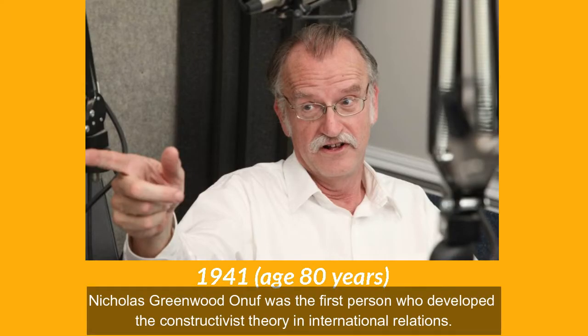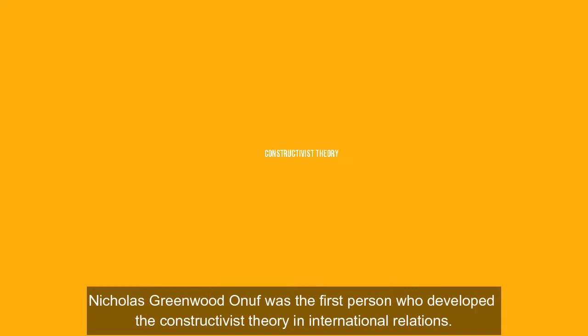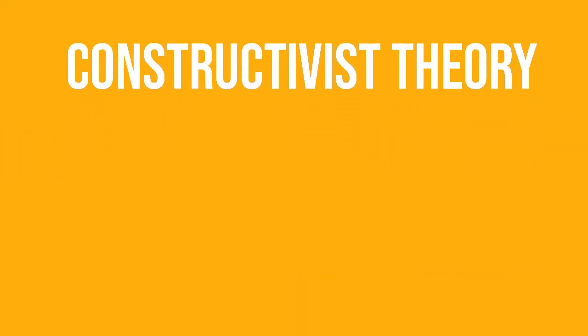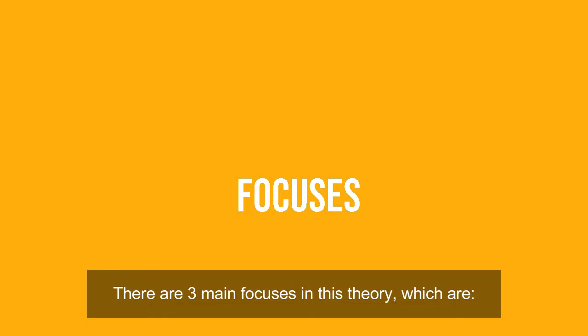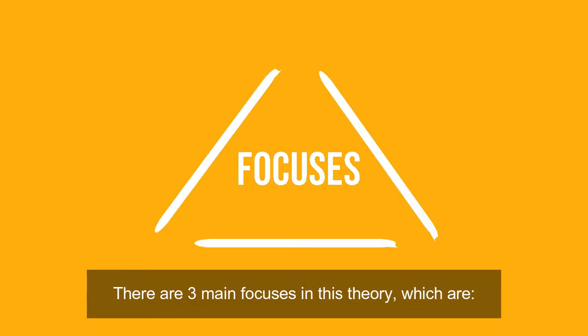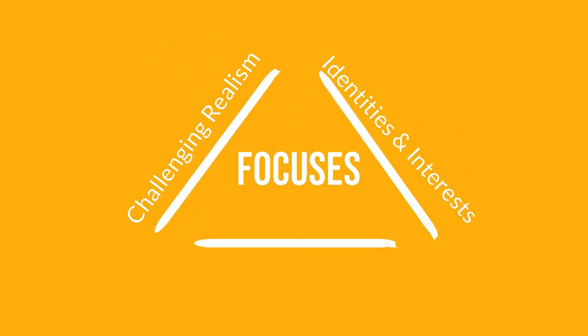Nicholas Greenwood Onuf was the first person who developed the constructivist theory in international relations. The constructivist theory basically focuses on the historically and socially constructed character of international relations. There are three main focuses in this theory, which are challenging realism, identities and interests, and the norm.